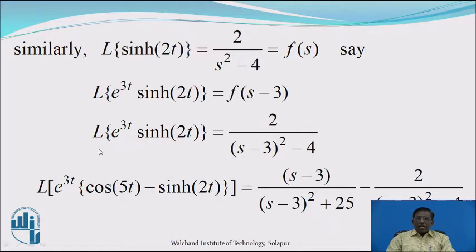We get Laplace of e to the power 3t into hyperbolic sine 2t is equal to 2 upon (s minus 3) whole square minus 4. By substituting these two results in equation number 1, we get Laplace transform of e to the power 3t into (cos of 5t minus hyperbolic sine 2t) is equal to (s minus 3) upon (square of (s minus 3) plus 25) minus 2 upon (s minus 3) whole square minus 4.